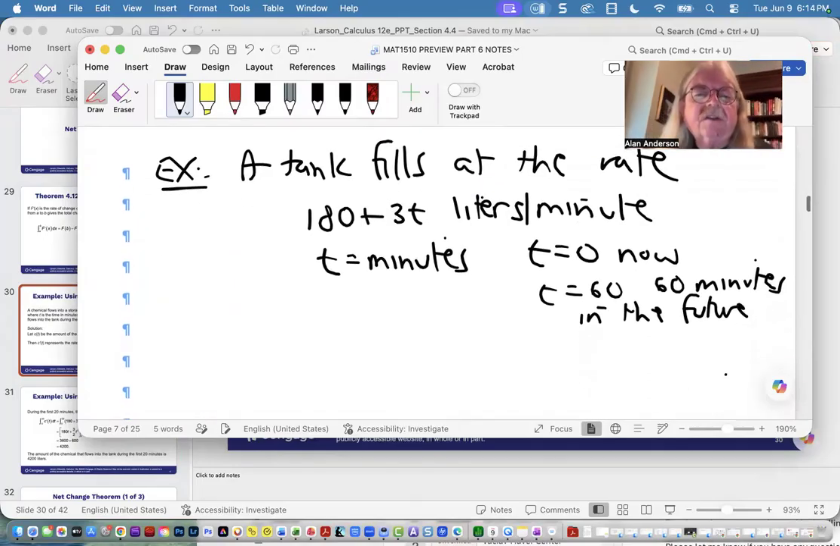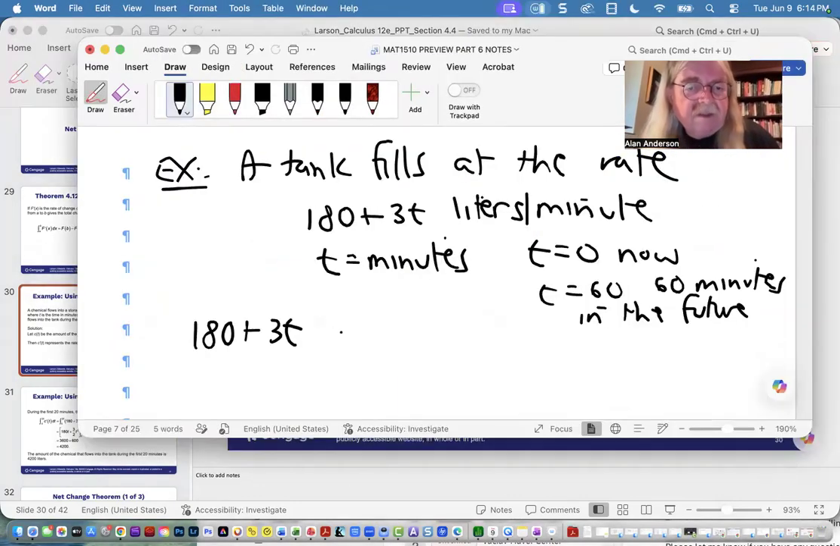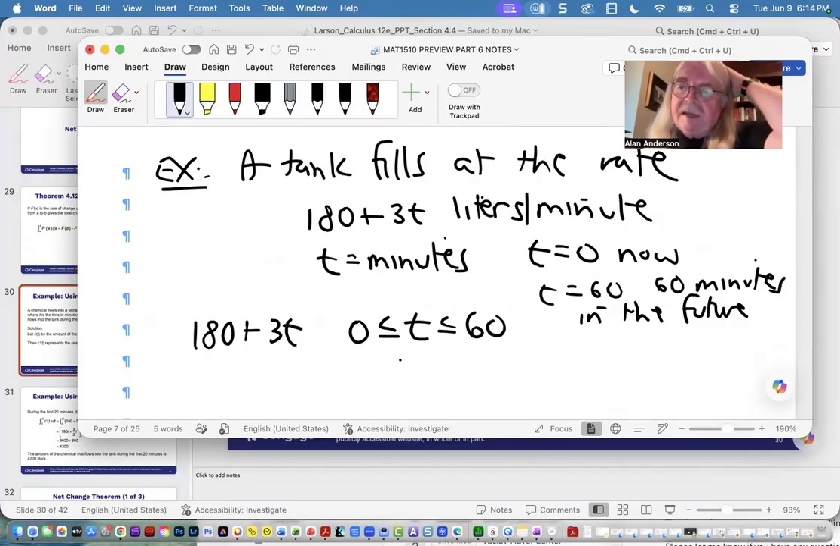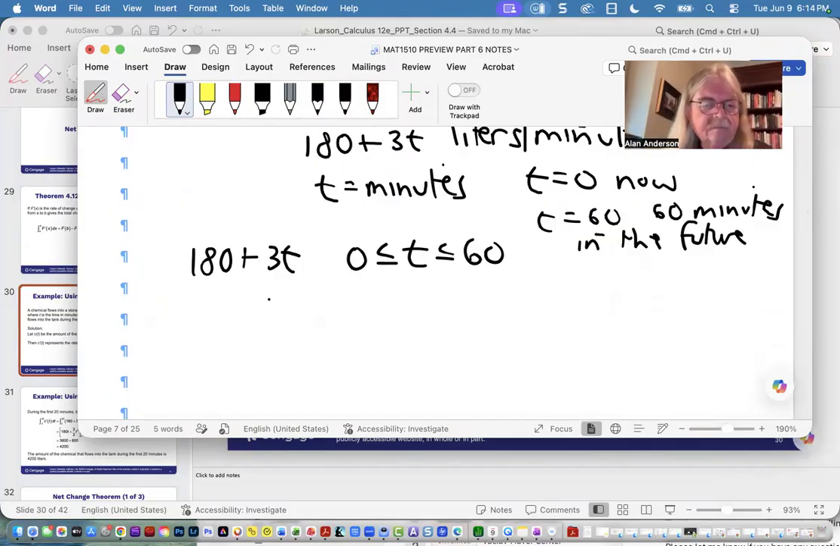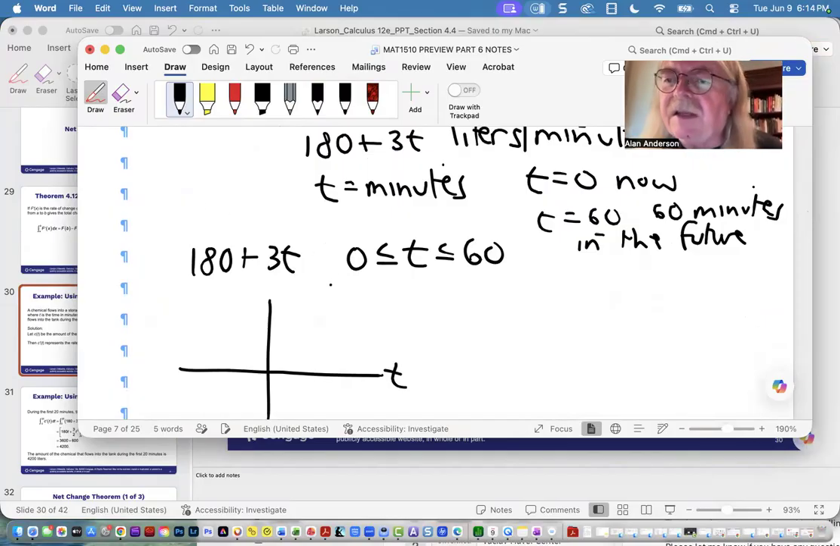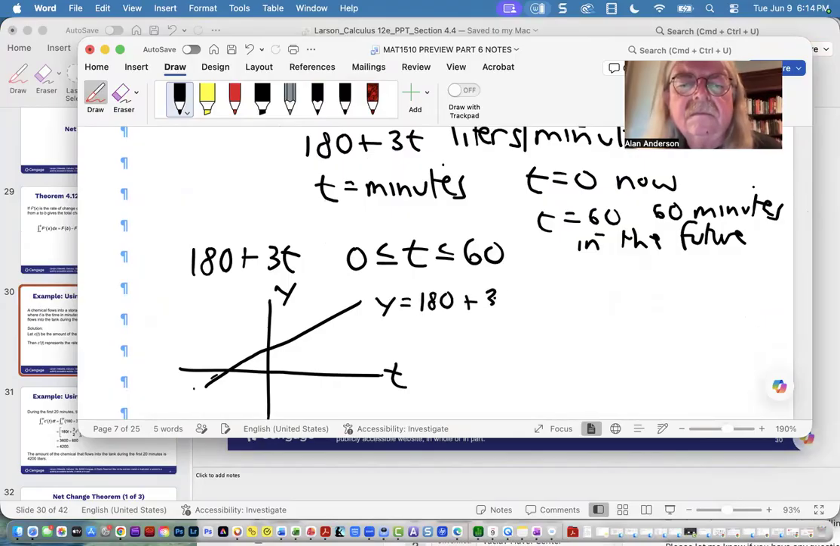So they're going to define this function over the interval from 0 to 60. And then maybe the tank is full, or maybe the behavior changes somehow. But that's what this function looks like. By the way, whenever there's a t variable, it is almost always going to represent the independent variable. In other words, it's taking the place of x. So here's 0 and here's 60. Okay.